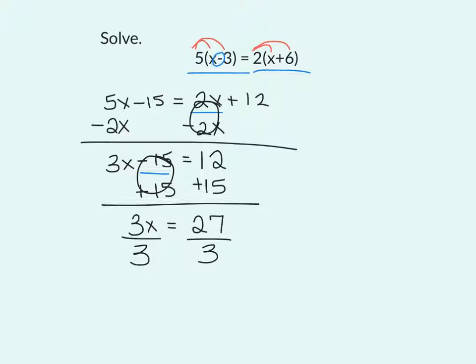So 3 divided by 3 is 1. So that means the 3's cancel, and I'm left with a single x on the left side. 27 divided by 3 is 9. So that means that x equals 9, and that is my final answer.